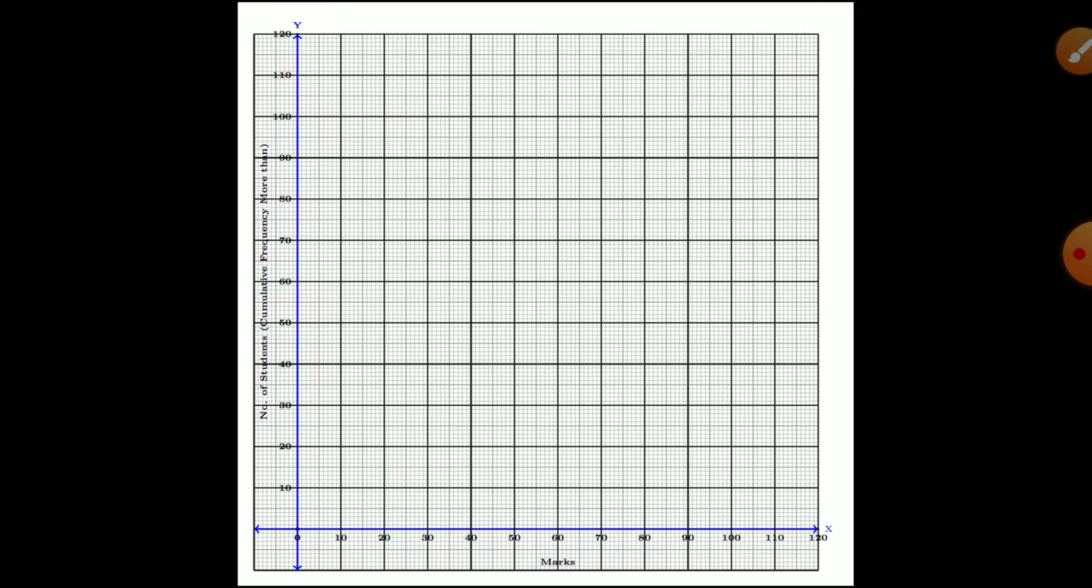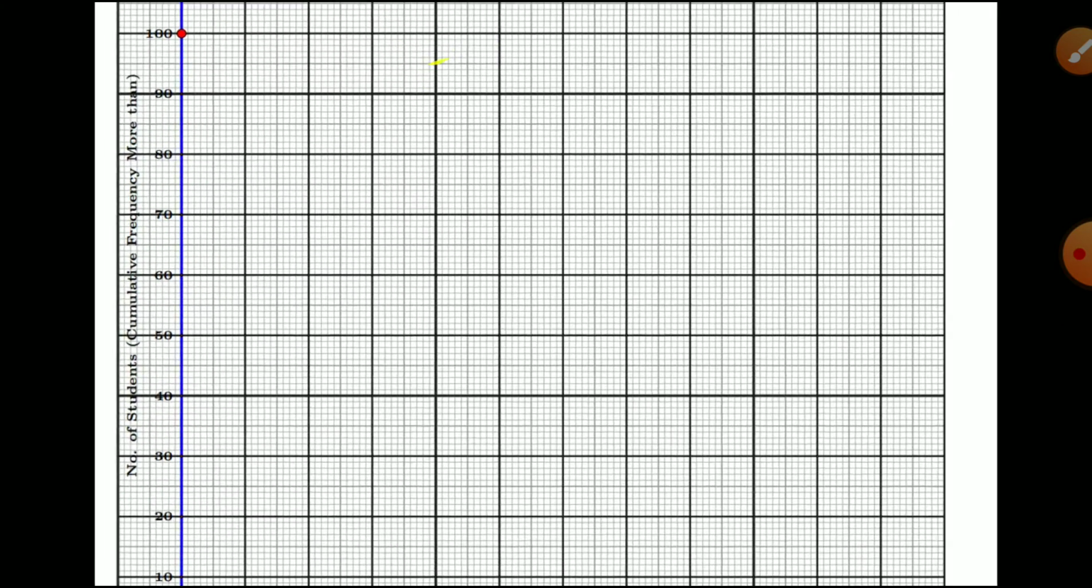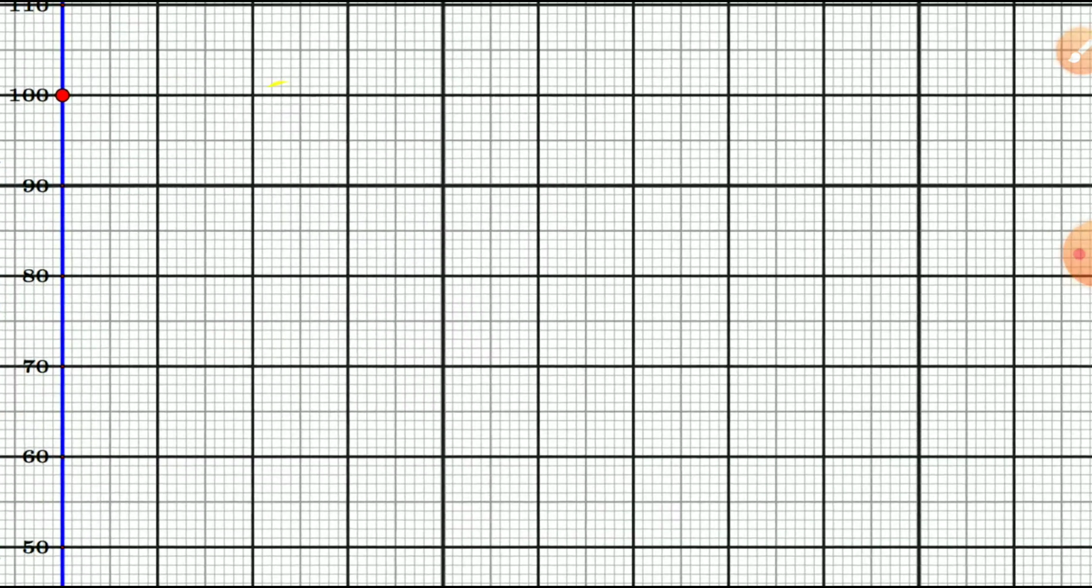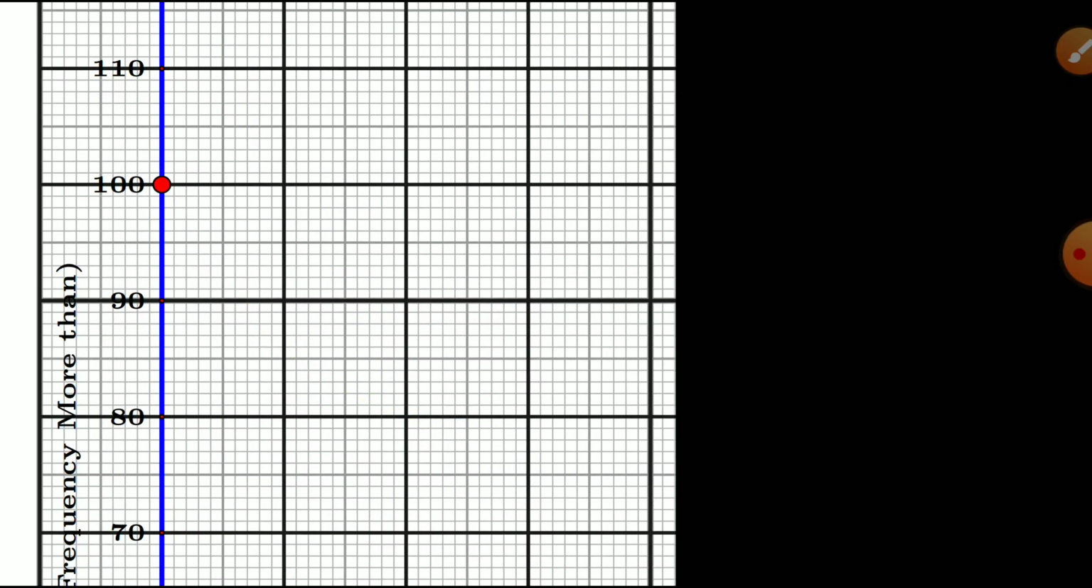In the cumulative frequency table, in the first row we have the entry for lower limit 0, and the corresponding cumulative frequency is 100. So we plot the first point 0, 100 on the graph paper, and you will see where that point is. See here, that point is here. Here is the point with a red spot.